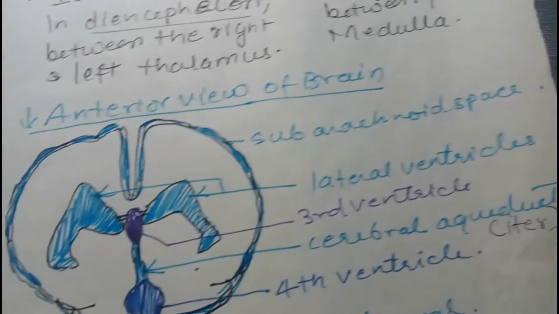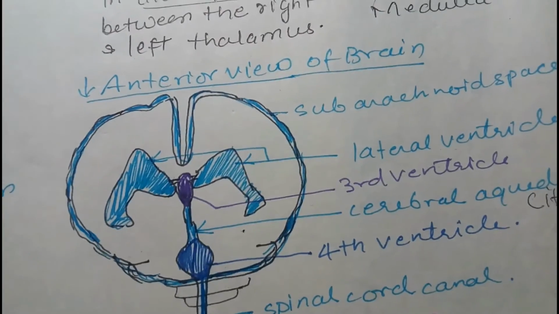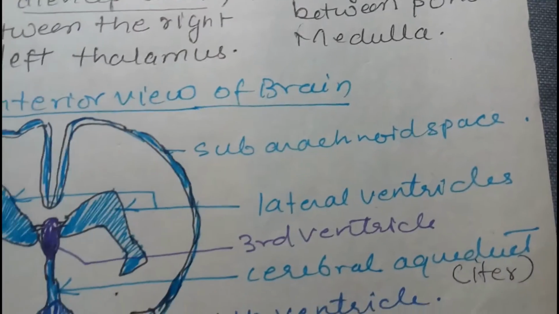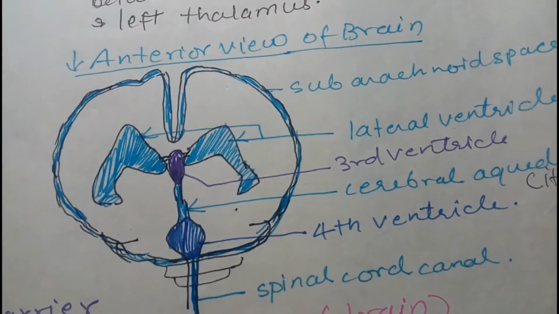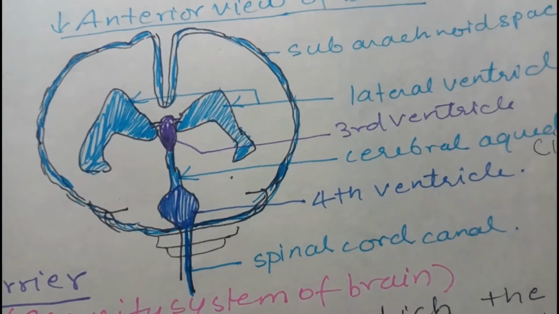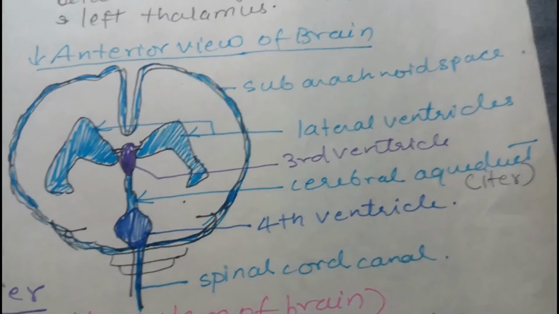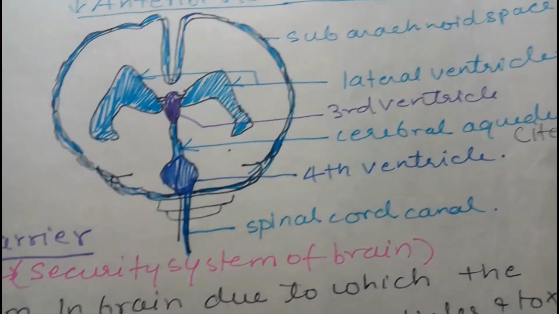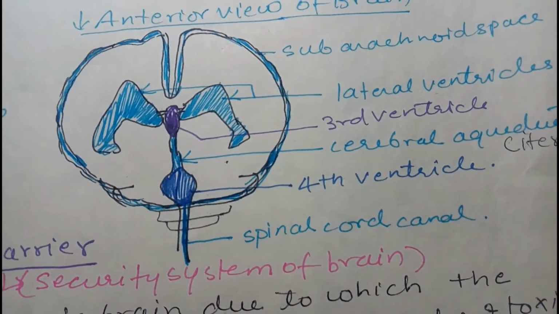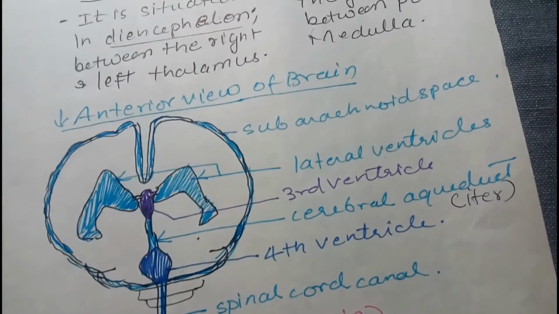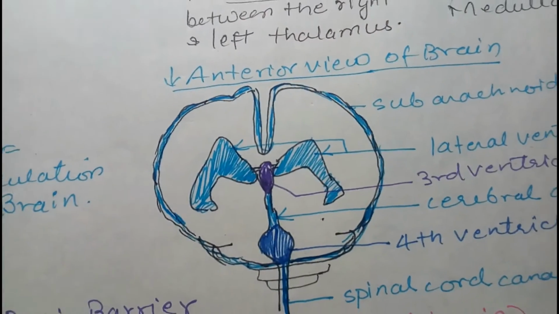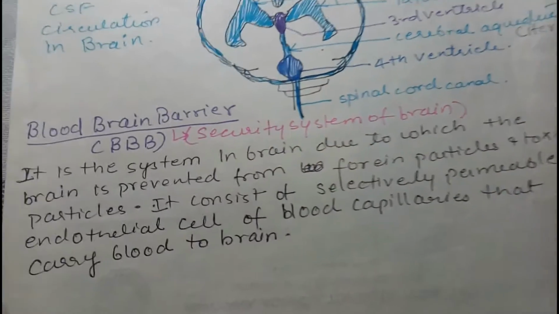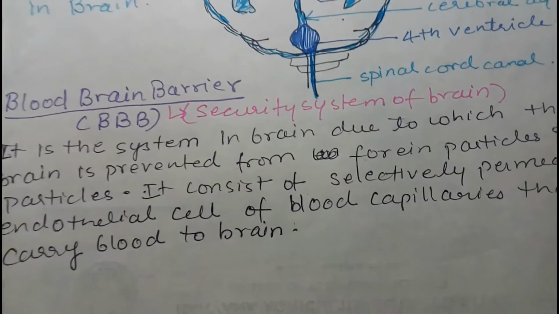In the brain, the cerebrospinal fluid is flowing in the subarachnoid space, whereas inside the brain it flows through the ventricles. Different ventricles are there, and in the spinal cord it flows in the spinal cord canal. We have already discussed the functions of cerebrospinal fluid. We'll also discuss very briefly the blood-brain barrier.